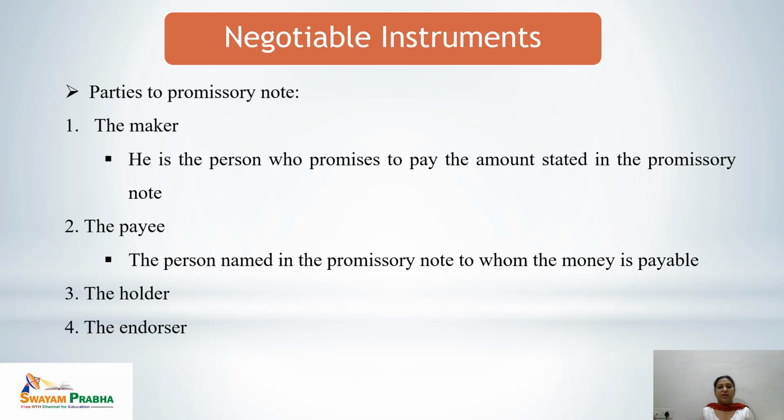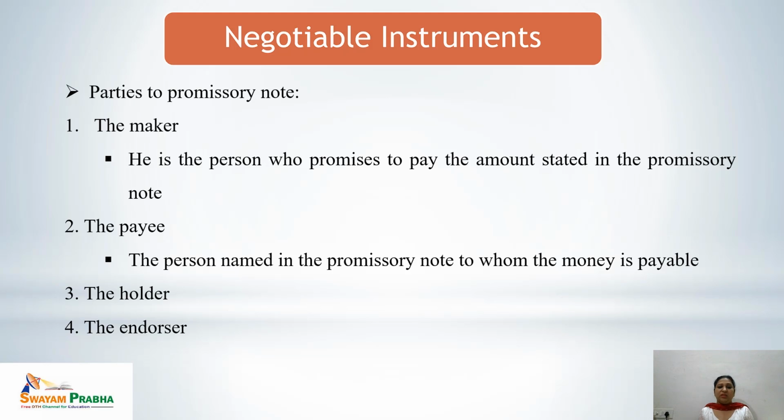As the drawer in the case of a bill of exchange, the maker is the person who promises to pay the amount stated in the promissory note. This is the major difference between the bill of exchange and the promissory note. In the case of a promissory note, one person has to give the promise to pay. When the word promise is used in the promissory note, it makes it valid. So the maker is the person who promises to pay the stated amount, like 2000, 4000, or any other stated amount, to be paid by the maker.